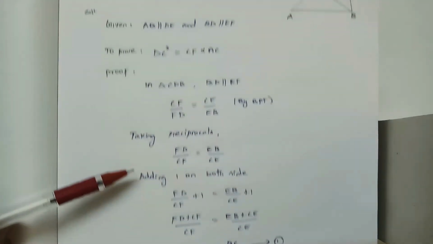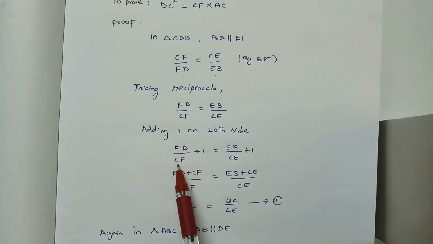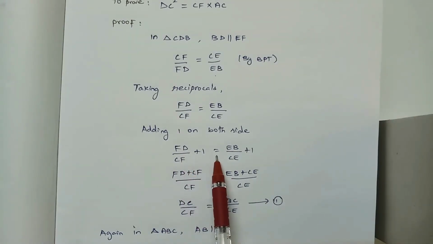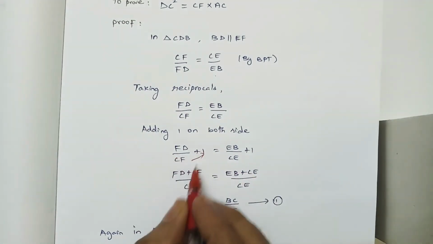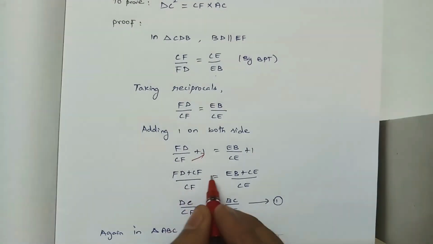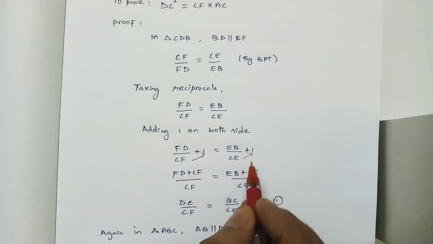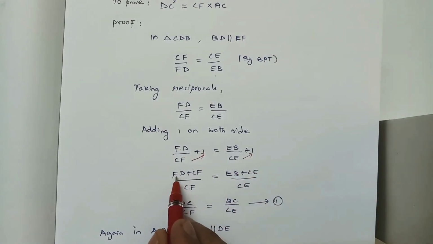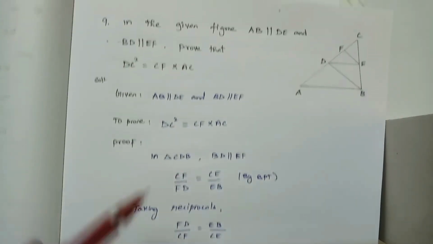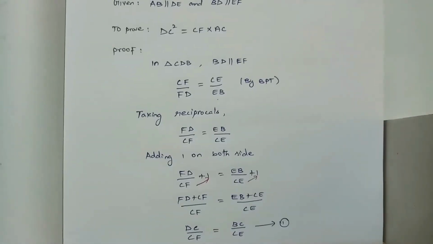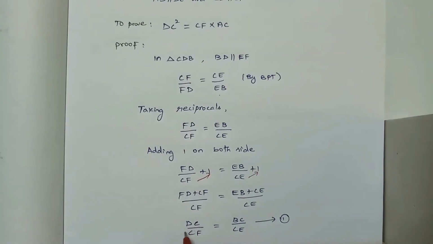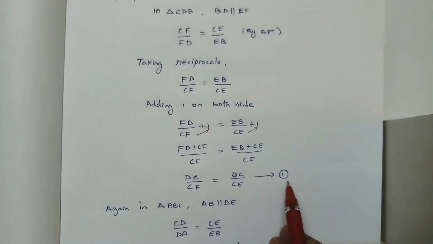Adding 1 on both sides, FD by CF plus 1 is equal to EB by CE plus 1. Taking the common denominator, FD plus CF divided by CF is equal to EB plus CE divided by CE. Now FD plus CF is nothing but CD, so CD divided by CF is equal to EB plus CE, which is BC, by CE. Take this as equation number 1.